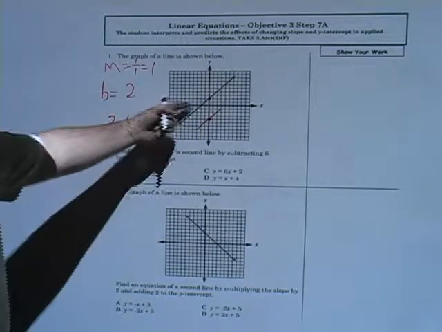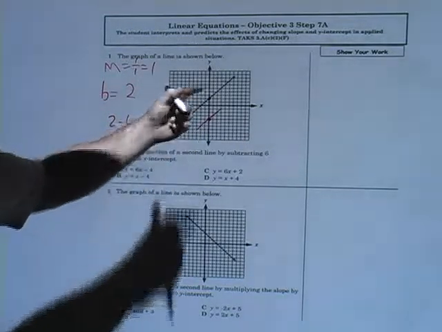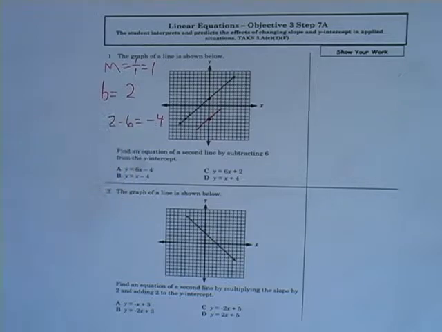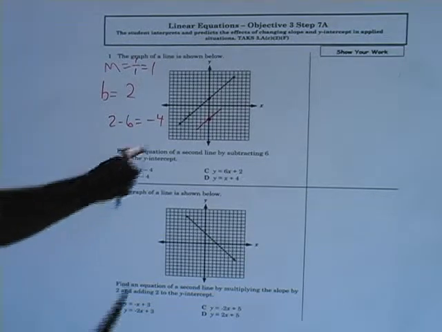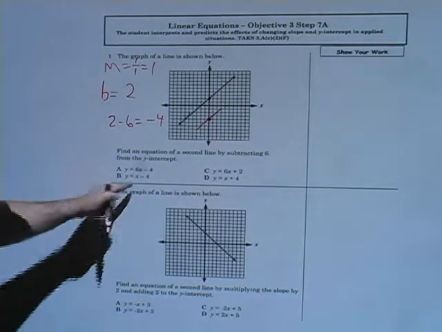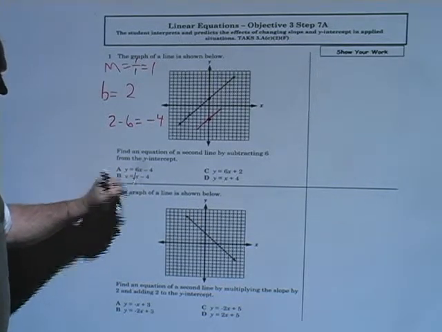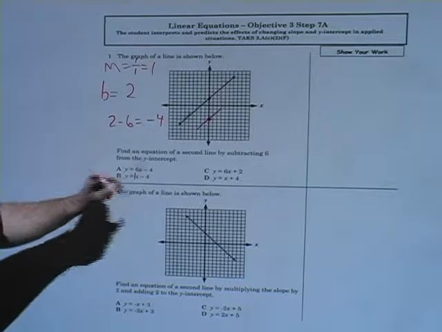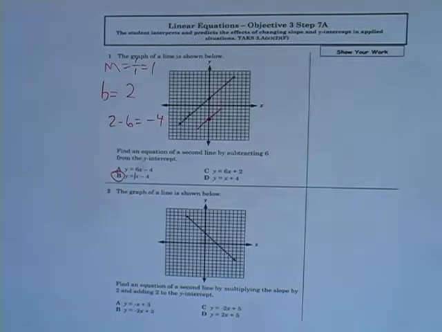Okay, it's going to be parallel to this line, because parallel lines have the same slope. Okay, so right here, no, this one. This has a slope of 1 and a y-intercept of -4. Number 2.